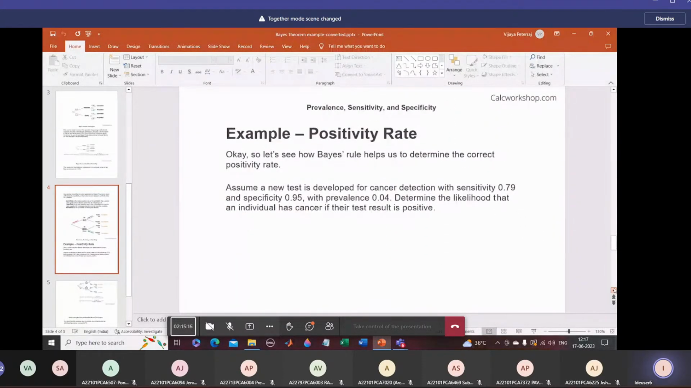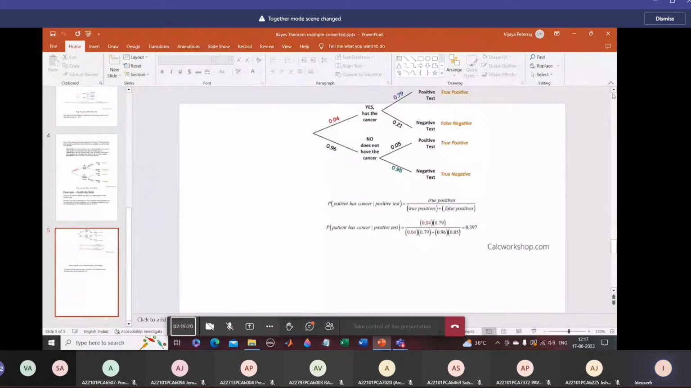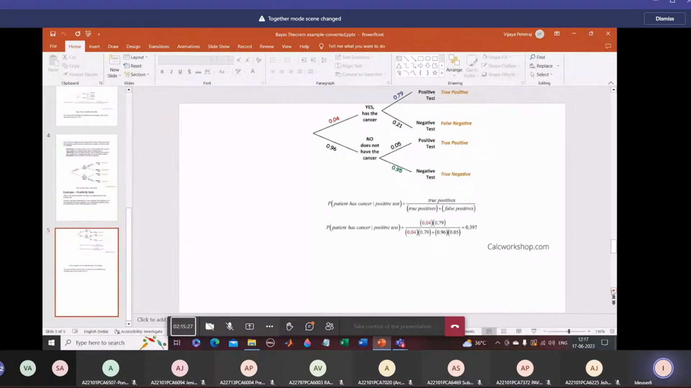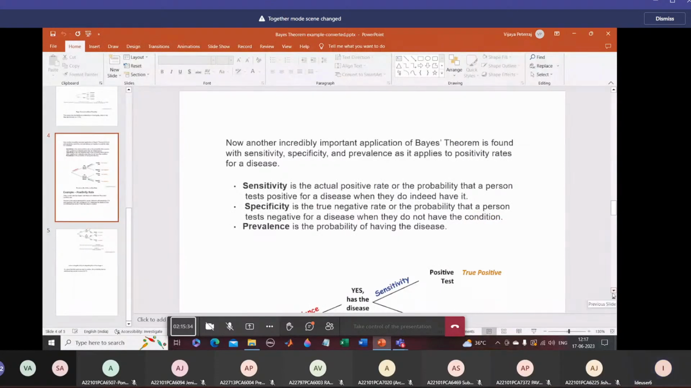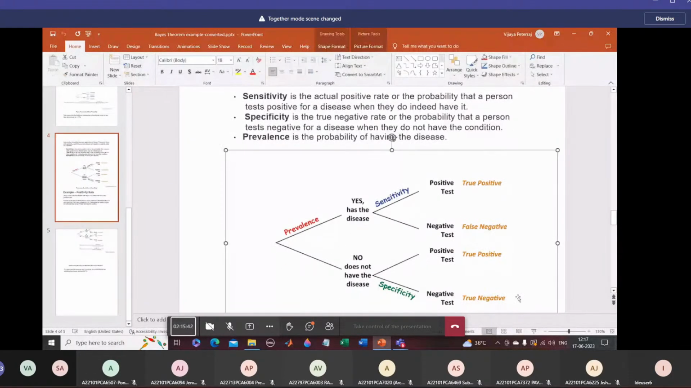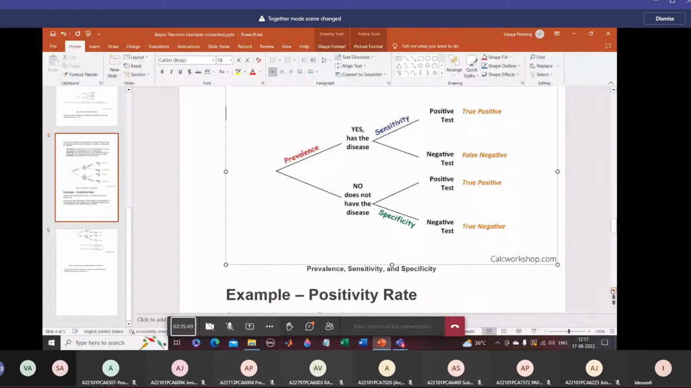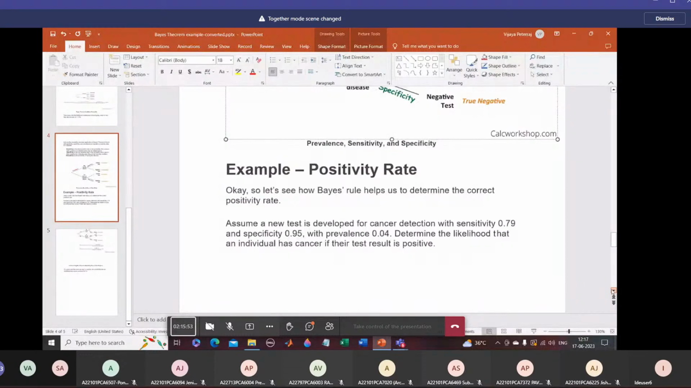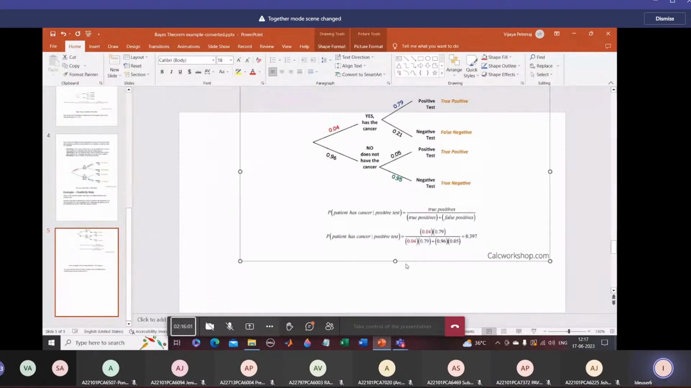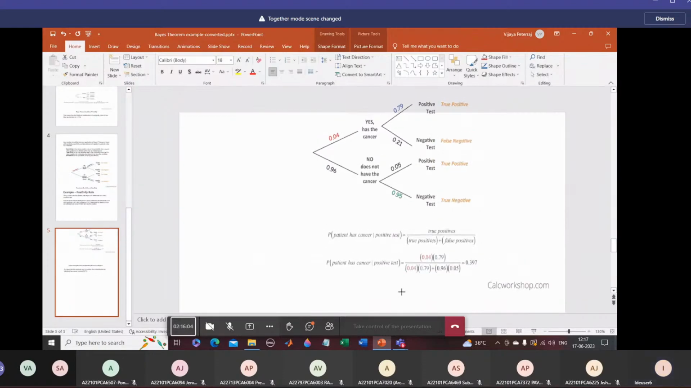Now we are looking into this positivity rate. Again, the graph is given. Able to see this graph? Yes. The value of the graph is clearly visible here. Yes, ma'am.